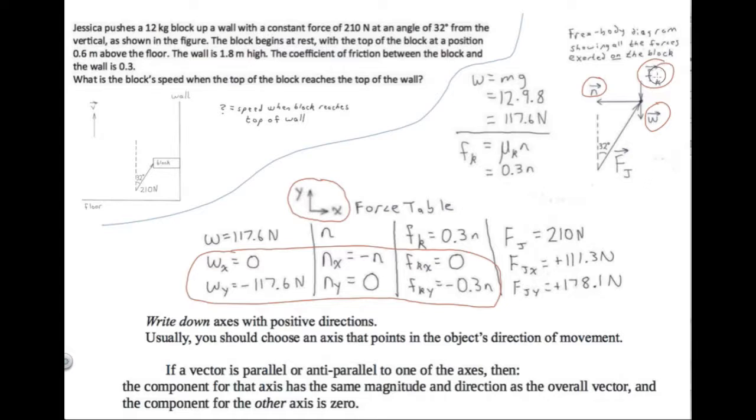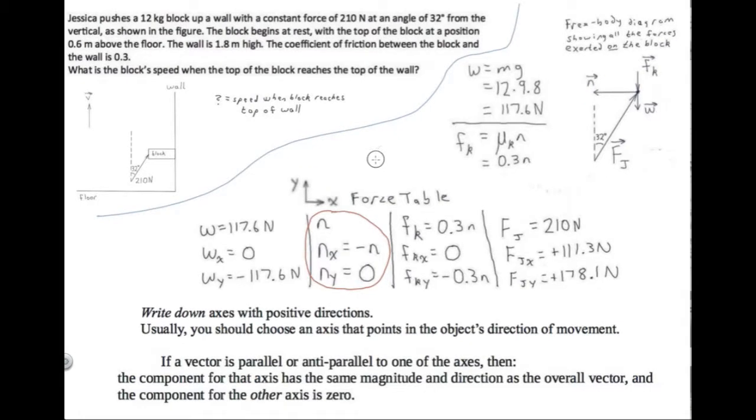Now, the kinetic friction is anti-parallel to our y-axis. The normal force is anti-parallel to our x-axis, and the weight force is anti-parallel to the y-axis. So for all three of those forces, we can apply this rule to break all three of those forces into components. For example, the normal force is pointing in the negative x direction. So the x component of the normal force is negative, and the x component has the same magnitude as the overall normal force, and the y component is 0.